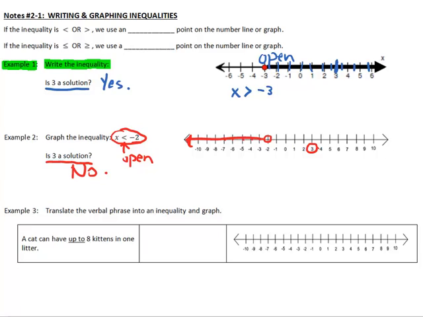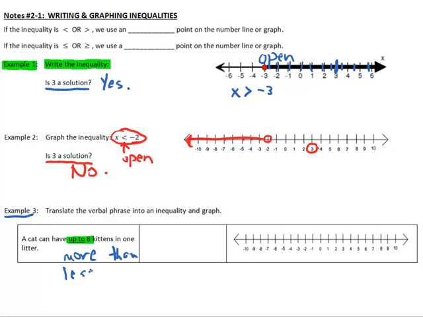Okay, so in example 3, we're going to translate the verbal phrase into an inequality, and then we're going to graph it. The verbal phrase is: a cat can have up to 8 kittens. Up to 8. So let's think about up to 8. When I say up to 8, am I talking more than or less than?